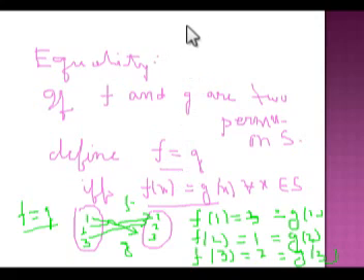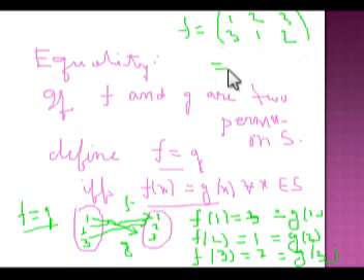Symbolically, you can write that if f is equal to 1, 2, 3 with 1 related to 3, 2 related to 1, and 3 related to 2, and g has the same, this will be equal to g. They will be the same permutation. Then f is equal to g.